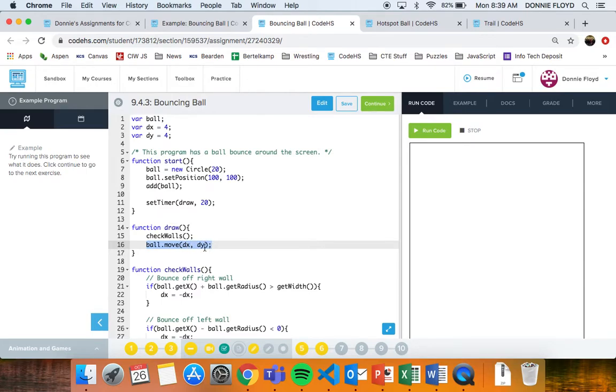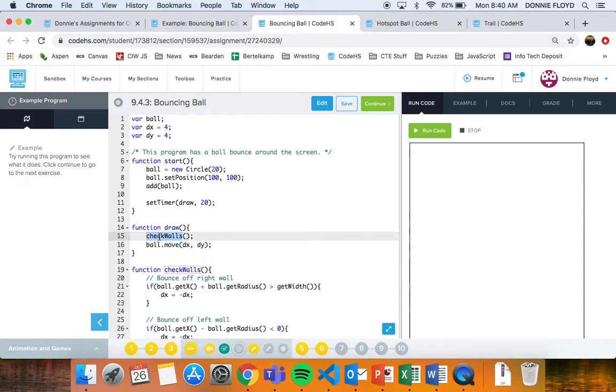First, it makes the ball move by dx, dy. And the reason we put the variables is so that we can change it to a positive or negative as it goes. We can change those variables down here in check walls, and it's just going to continually work. So we do a ball.move of dx, dy.